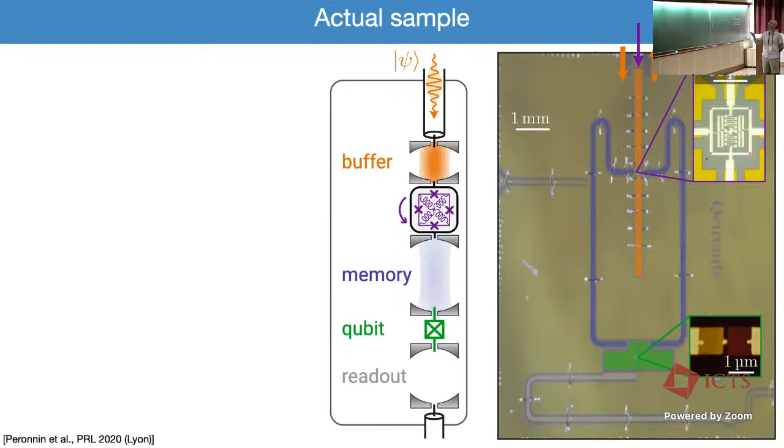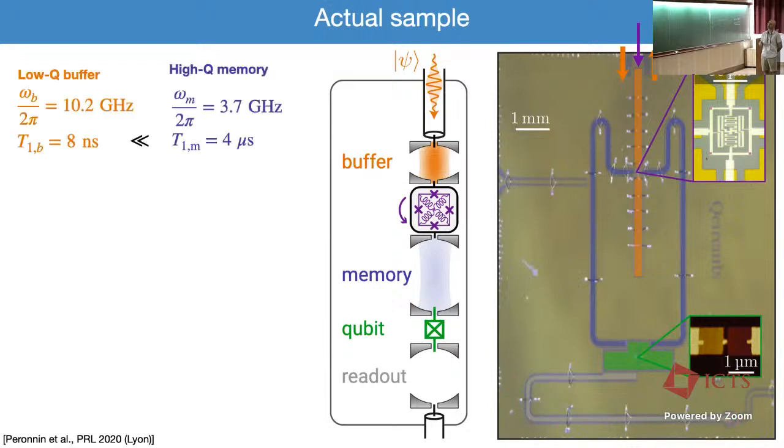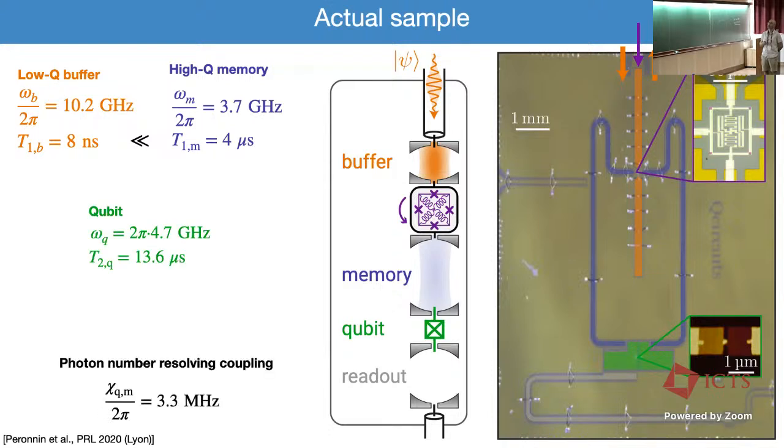So this is the circuit that we've designed. In orange, we have the buffer. In purple, we have this memory mode. The qubit is in green, and the readout resonator of the qubit is here in gray. To give you numbers, 10 gigahertz for the buffer, much lower for the memory.